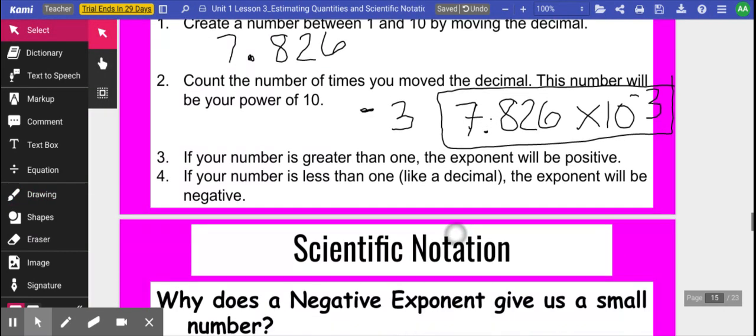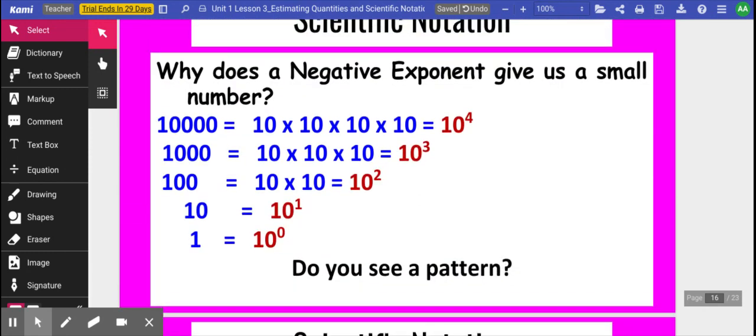All right, let's look at why a negative exponent gives us a small number. Now, if you look at this number here, I have 10,000. 10,000 is the same as saying 10 times 10 times 10 times 10, or 10 to the fourth power. 1,000 is the same as saying 10 times 10 times 10, which is 10 to the third power. Now, as you see that I am decreasing in my exponent value, my value is also decreasing. When I get to 10 to the 0 power, my value is 1.